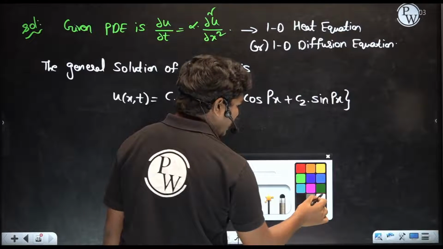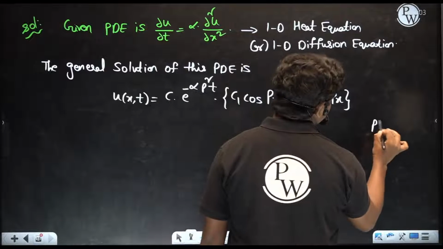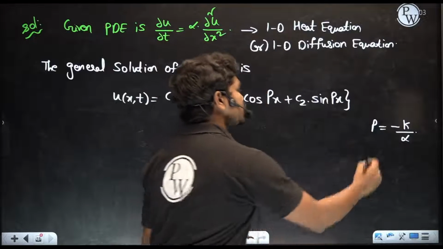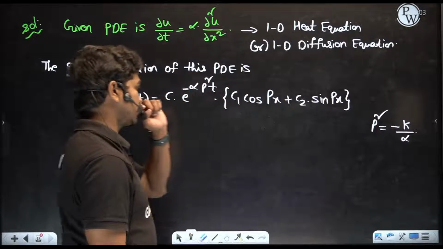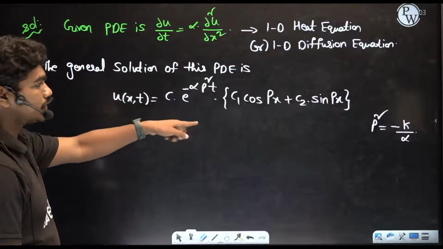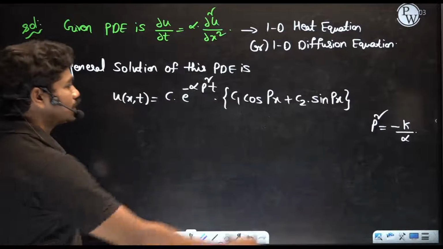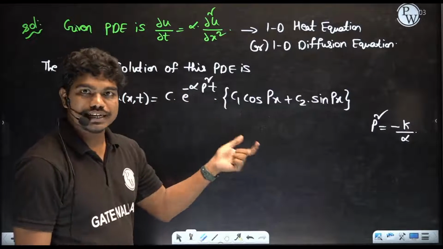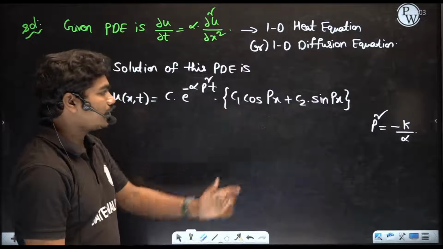And what about p actually here? P is given by minus k by alpha, correct? So p square is given by minus k by alpha actually. So that's how we write this alpha into p square is equal to minus k generally. So this is the p square what we assume during the derivation of this particular solution. In the detailed course we have seen many times how we have derived this equation.